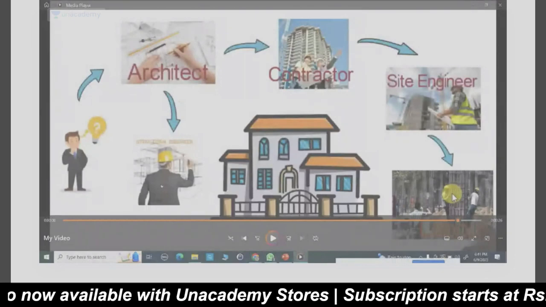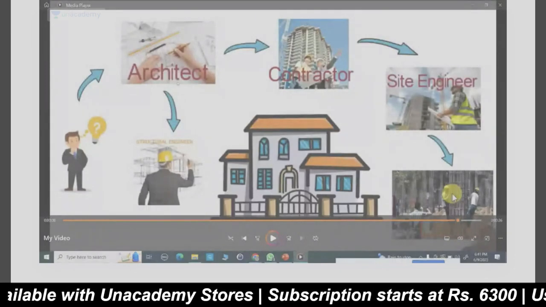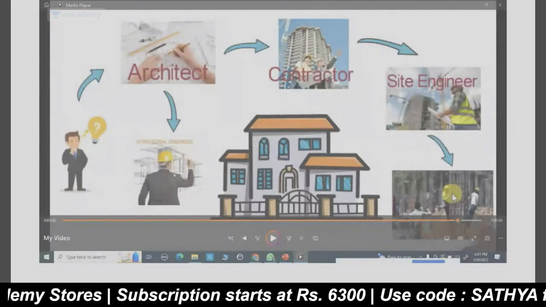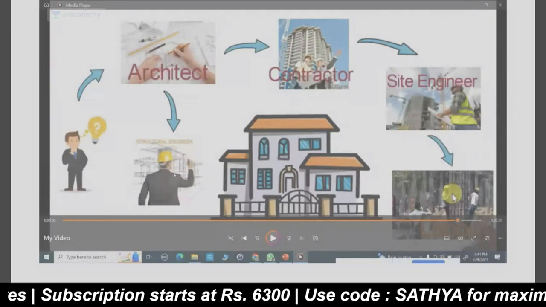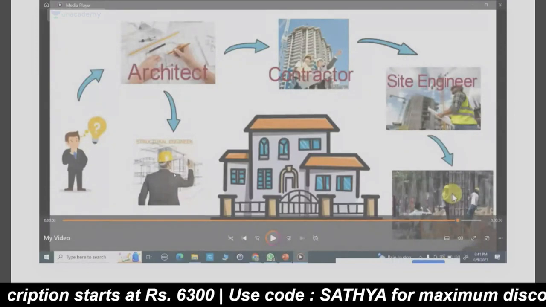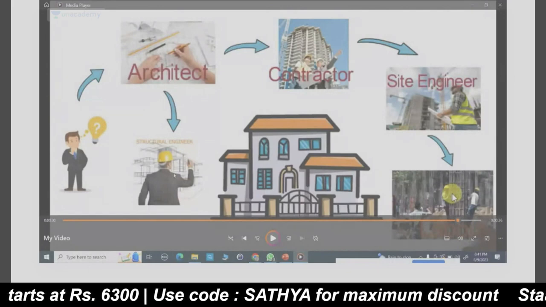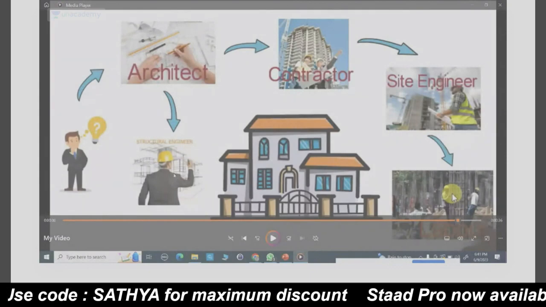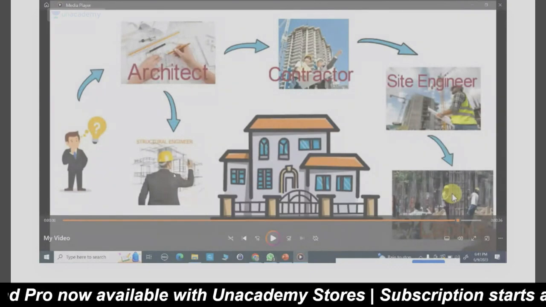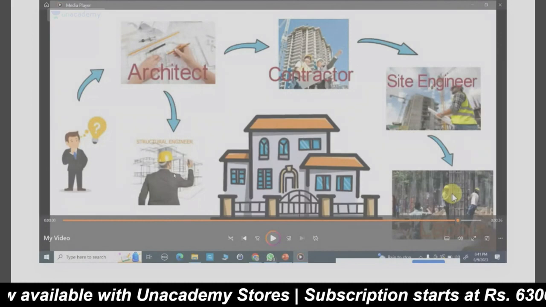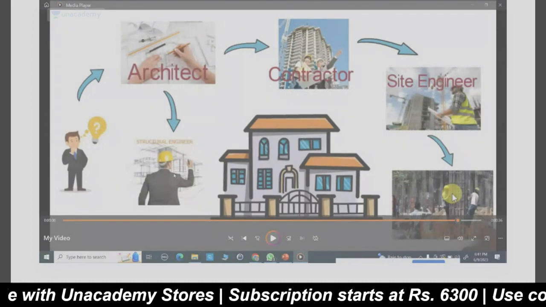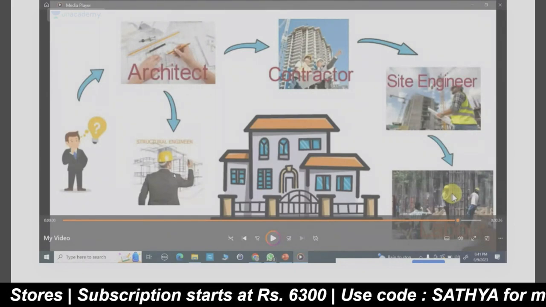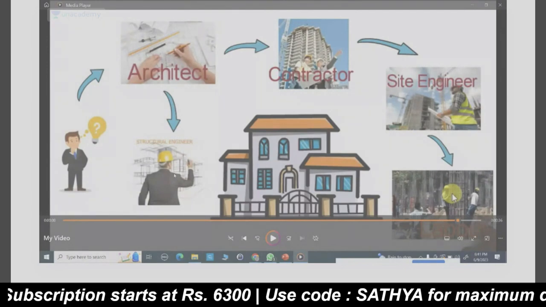So here the structural engineer's important role is to design the structure. That is, the skeleton of the structure has to be designed by the structural engineer. Here you should understand the difference between architectural drawing and structural drawing. Architectural drawing mainly has the dimensions of the building, dimensions of the structure. That means the plan will have the actual dimensions and then the elevation, how the building looks like. That all comes under architectural drawing, aesthetic view.